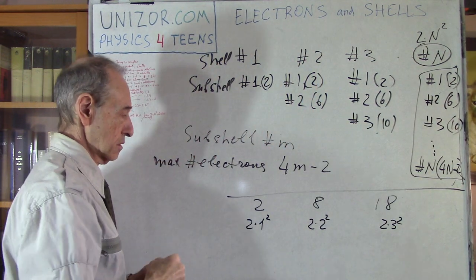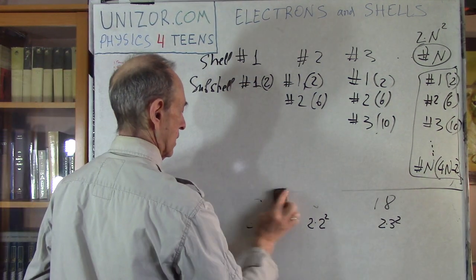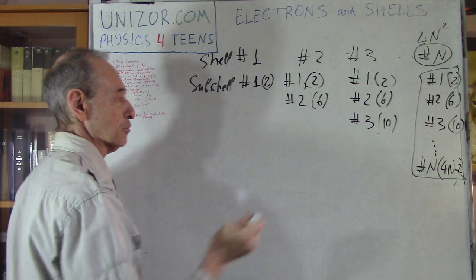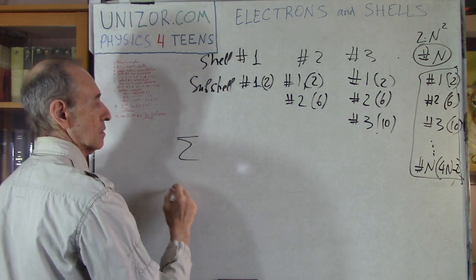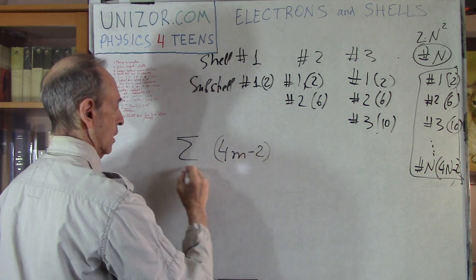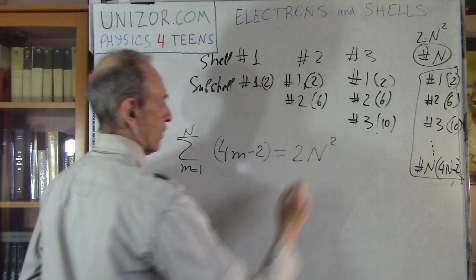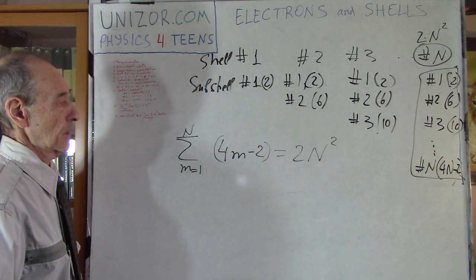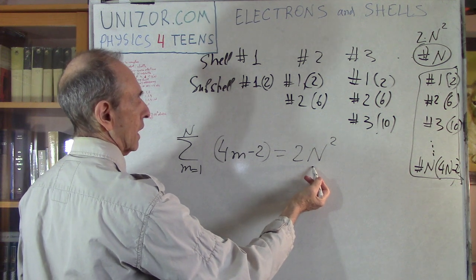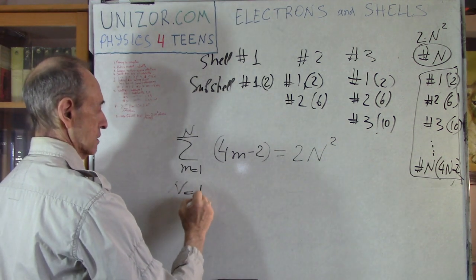Now, is it true or not? Well, let's prove it. Here we have a little bit of math. What I would like to prove is that the sum of 4m minus 2, where m is changing from 1 to capital N, is equal to 2n squared. For n equal to 1, I have 1 squared times 2, which is 2. So for n equal to 1, that's true.